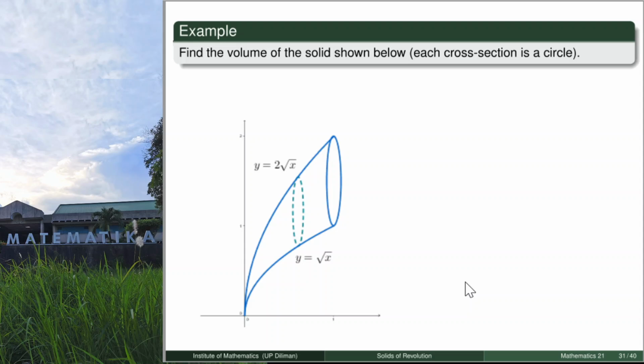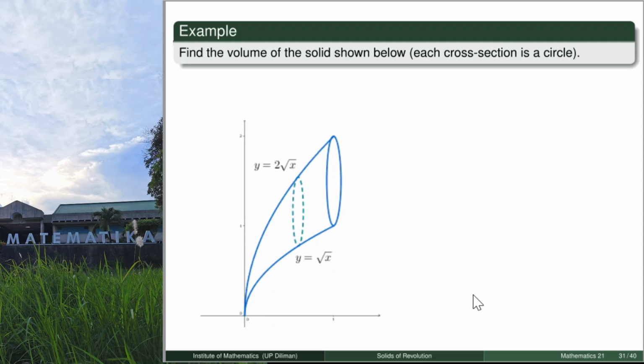Thus, everything else in the integral must also be in the variable x. For example, the interval must be in x. So the interval is on the x-axis, meaning we start from x equals 0 until x equals 1. That is the interval covered by the region. Next, what is the area of the cross-section A of x?